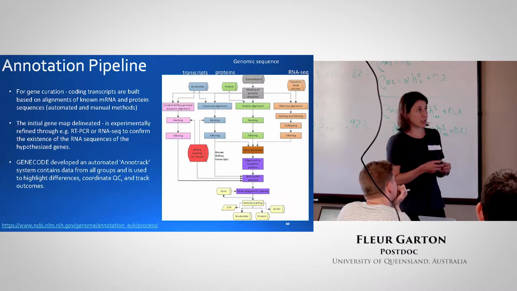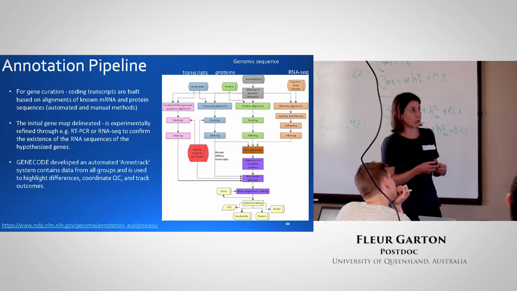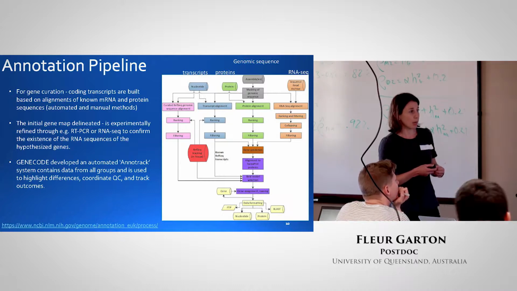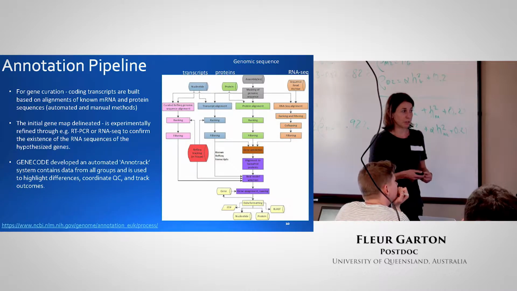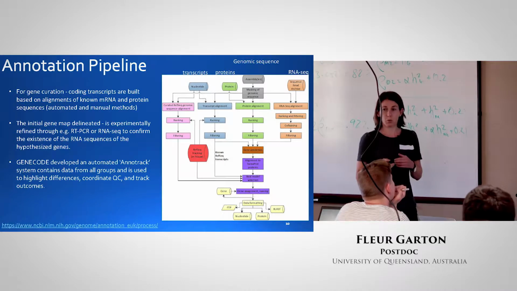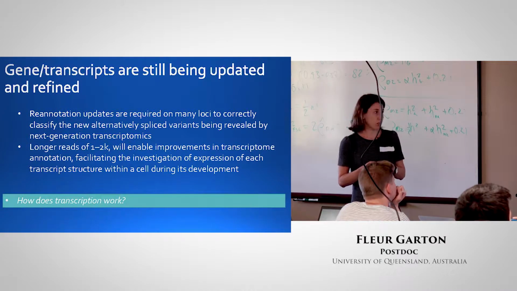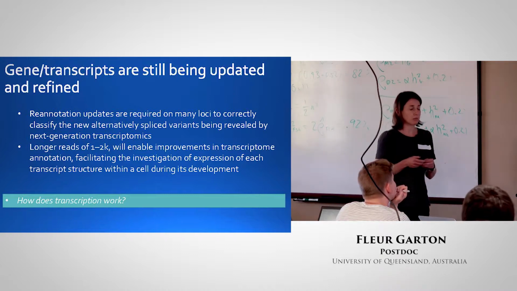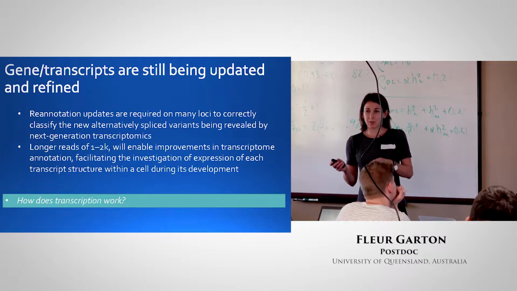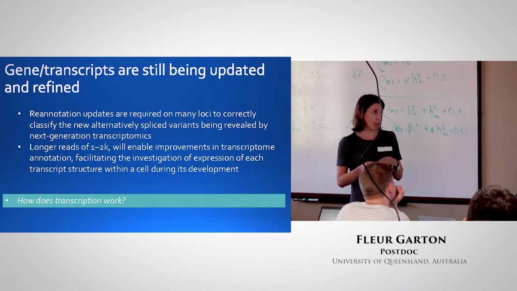So this is the genomic sequence here in grey. As an example, RNA-seq here in orange. Proteins are here in green. The transcripts here in blue. And basically these come together to inform what is a gene and what isn't. So it's not necessarily a straightforward process, and I think that's why it's constantly being updated and refined. Particularly with these new next generation transcriptomics, hopefully with the drop in price and improved error rate of longer reads, this will really improve the transcriptome annotation and help understand transcript structure within a cell and during its development.